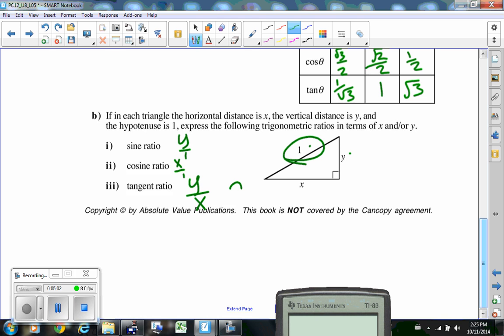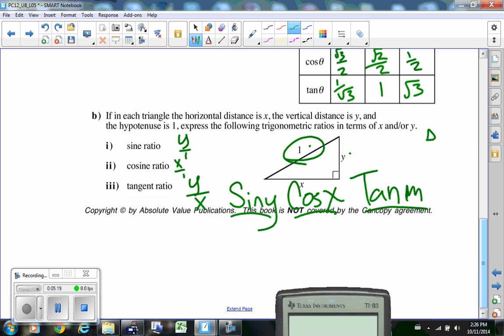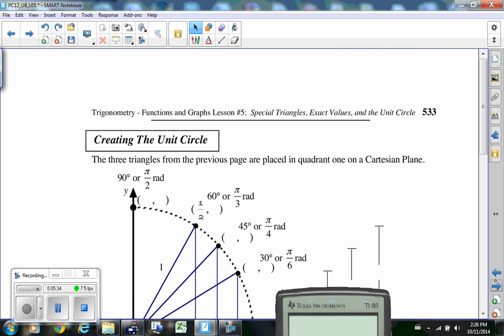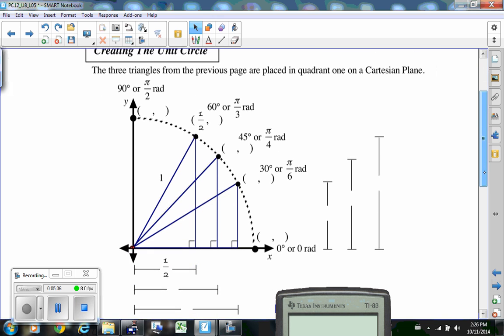Or, as I like to say, sine is the y, cosine, the cos is the x, tan, that's an m. And the m stands for slope. And your slope is delta y over delta x. Since your other point is always the origin, we can just simplify that to y over x. That's your slope. Now, we can organize all of this into this handy-dandy unit circle.